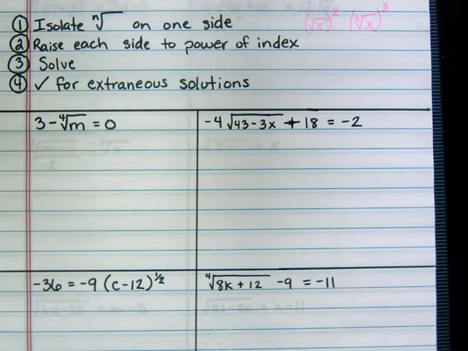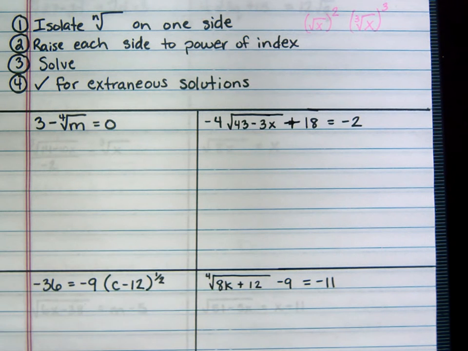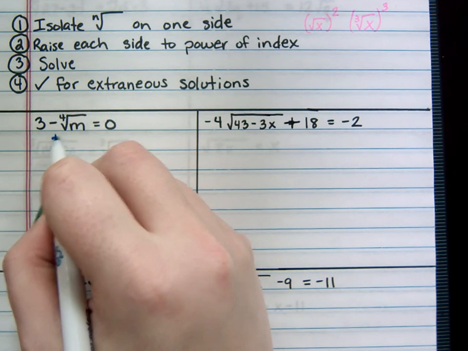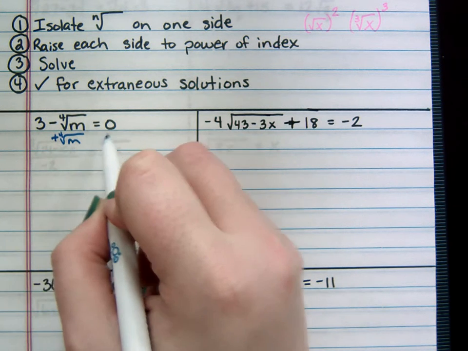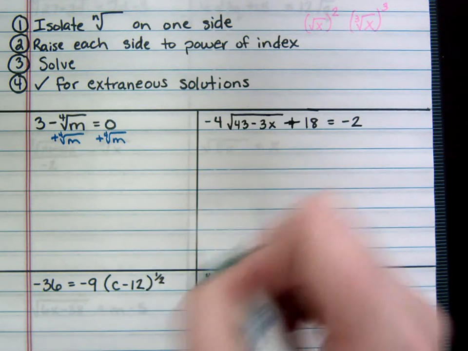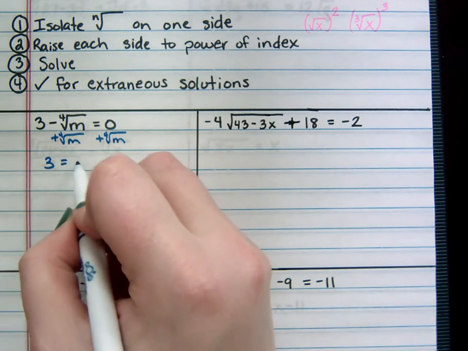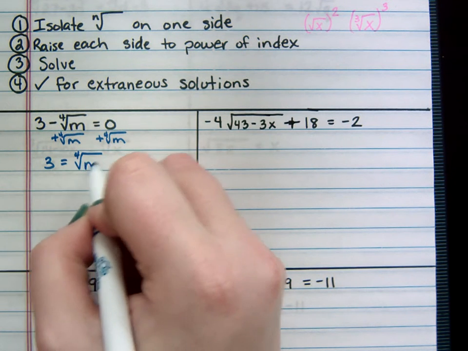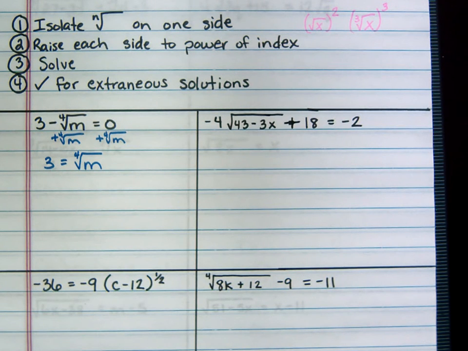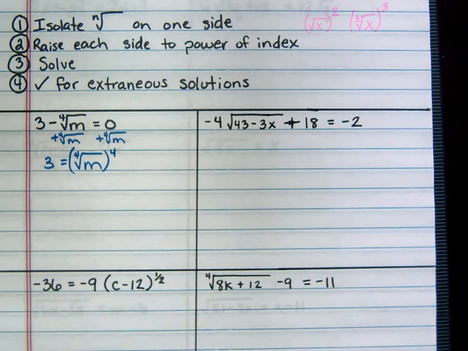In this example here, the first thing we need to do is get our fourth root of m by itself. And I'm going to do that by adding the fourth root of m to both sides. Now, I could have done this by subtracting 3 and then multiplying by -1, but I'd rather do it in one step. So I get 3 is equal to the fourth root of m. Alright, so the next step is to get rid of the radical. And you do that by raising it to the power of your index. So in this case, that's to the fourth power.